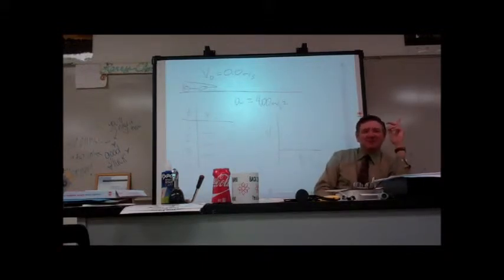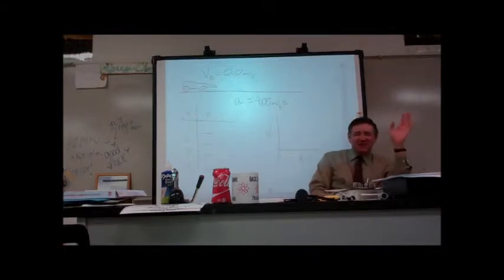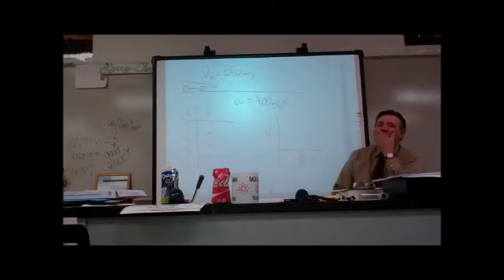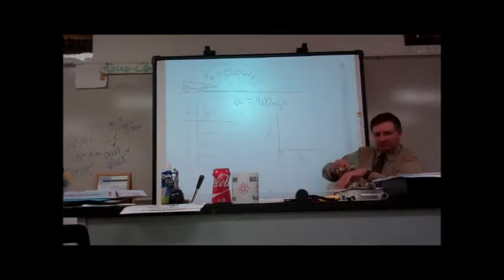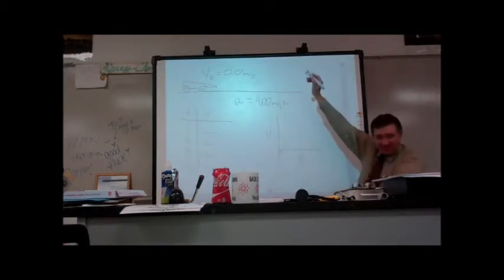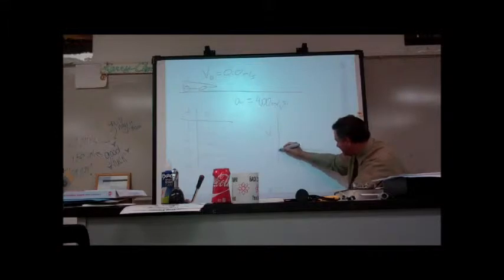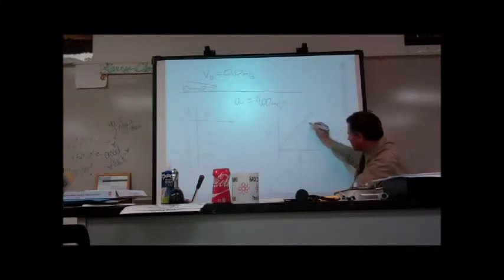So what's the velocity time graph going to look like? It's going to start at 0. It's just going to slope up. International sign for a positive sloping line? Yes. Okay, all right, international sign for a positive sloping line.